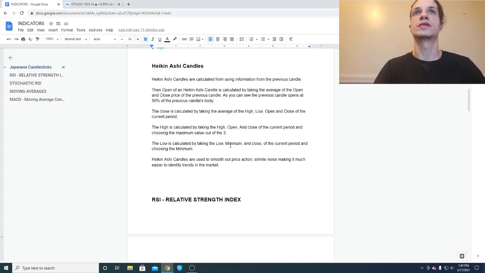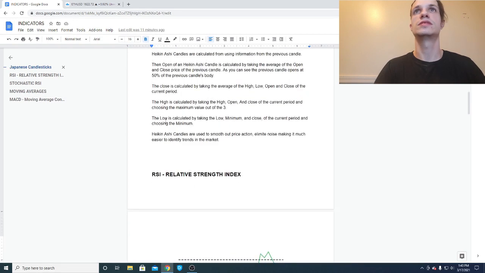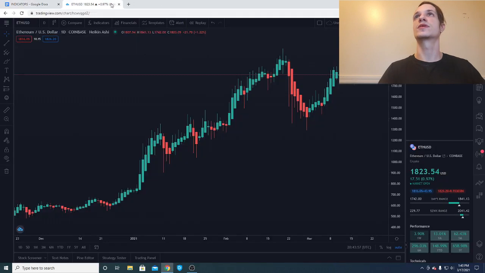The low is calculated by taking the low, open, and close of the current period and choosing the minimum. Same exact thing: low, open, close, and then you choose the lowest out of the three, and that's how you get the low. Heikin-Ashi candles are used to smooth out price action and eliminate noise, making it much easier to identify the trends in the market.